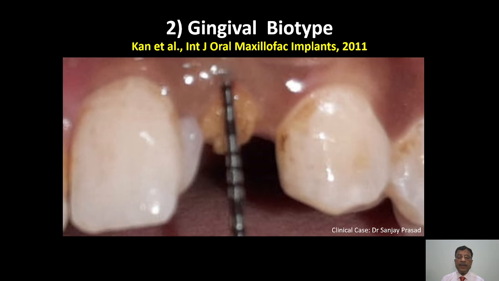So if the gingival biotype is thin, placing an immediate implant after tooth extraction may cause problems in the long run, mainly with respect to the aesthetics of the patient. So what to do if the gingiva is thin? It is better to go for a soft tissue graft to increase the thickness of the gingiva and then place the implant to minimize the risk in the aesthetic outcome of the implant restoration.